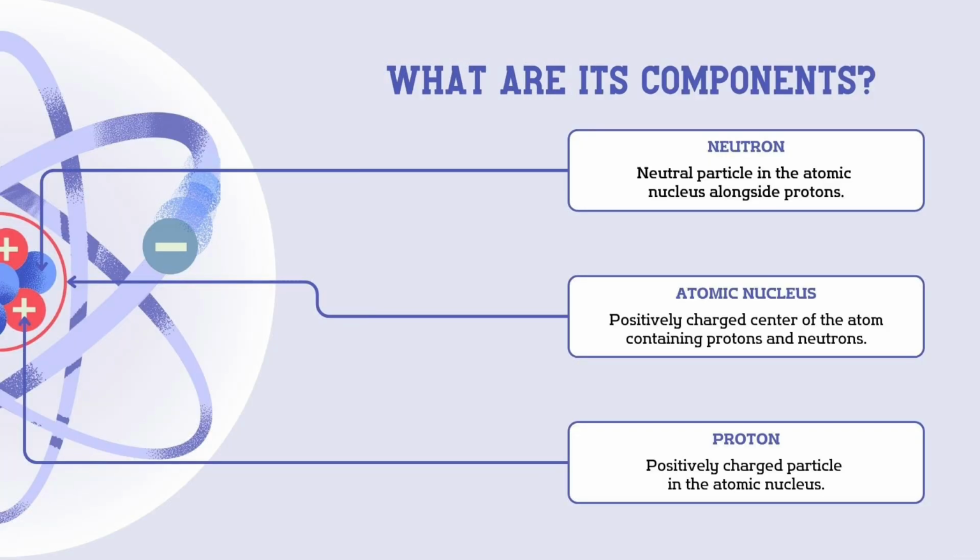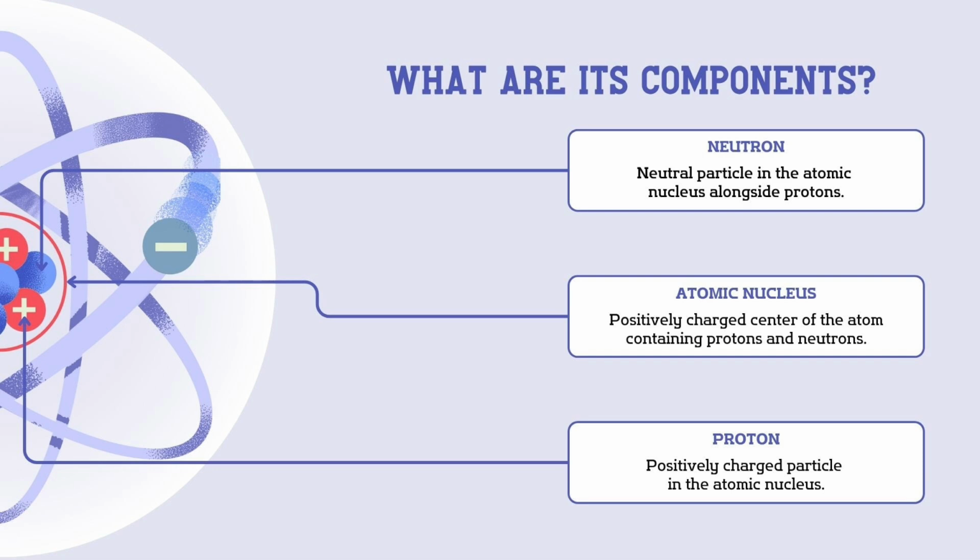At the center of every atom is the atomic nucleus. This is the atom's positively charged core. Inside the nucleus, we find protons. These are positively charged particles. The number of protons determines which element the atom is. For example, 1 proton means it's hydrogen, 2 protons means it's helium, and so on. Along with protons, the nucleus also contains neutrons. These particles have no charge. They are neutral. Neutrons contribute to the atom's mass but don't affect its charge.